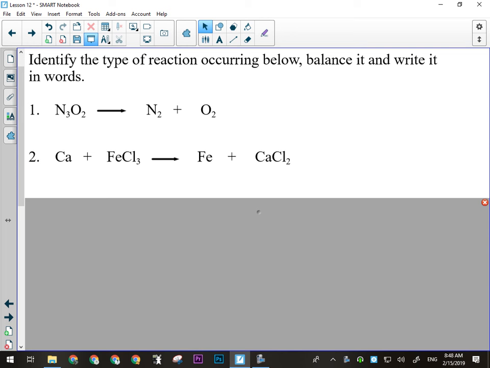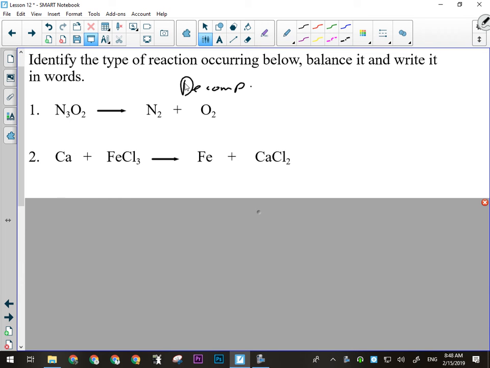All right, so if I'm looking at question number 1 here, I'm starting out with a compound as my only reactant. My products are 2 elements. Okay, the 2 elements obviously that make up the compound. So what reaction type fits with a single compound breaking down into its 2 elements? Decomposition. All right, so that's our first one. Okay, so this is a decomposition reaction.